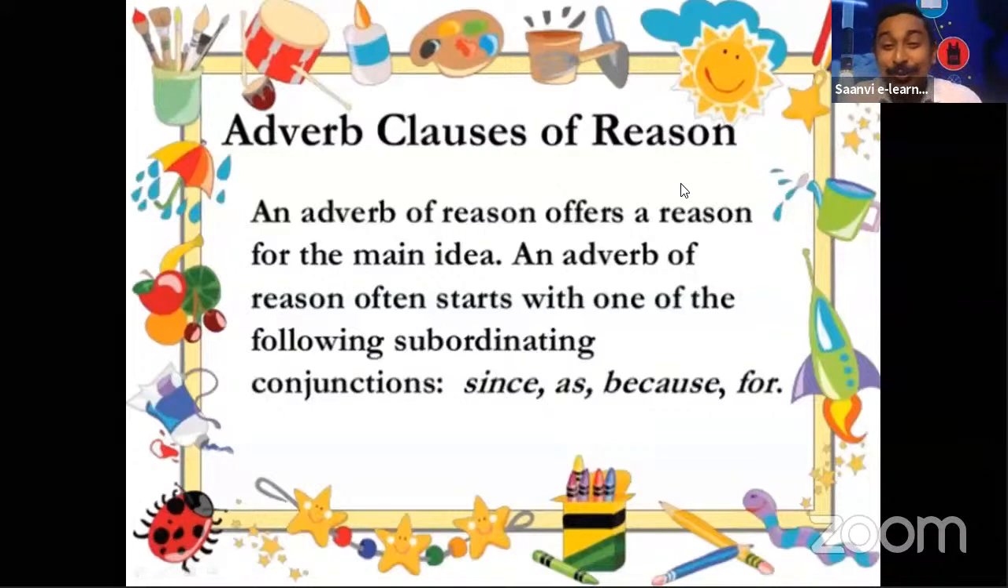So adverbial clause of reason is used to denote a reason. We use subordinating conjunctions like since, as, because, for. Simple example I can tell. As I was suffering from fever, I couldn't attend yesterday's class.